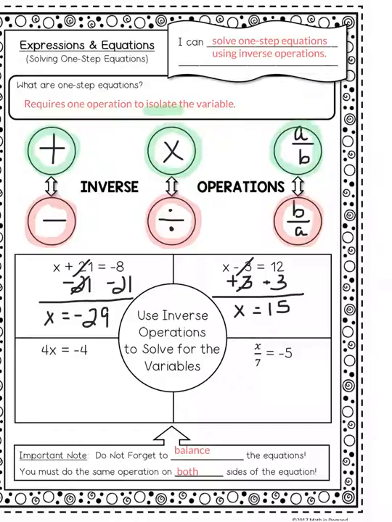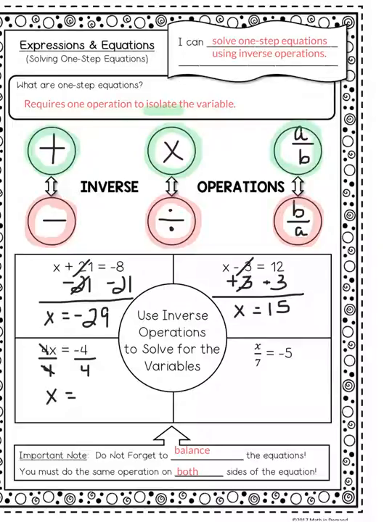Looking at our third example, it says 4 times x equals negative 4. This is a multiplication equation. The opposite of multiplying is dividing. Dividing by 4. Divide by 4. Again, the division sign is just a line. It's the fraction line. If you look at the left, 4 divided by 4 is 1. We can cancel these out because they equal 1. And 1 times x is just x.